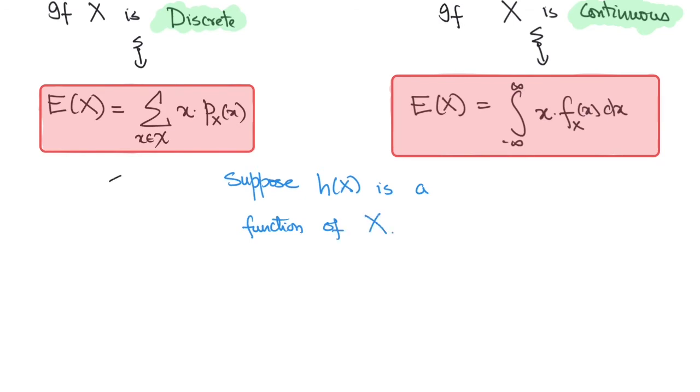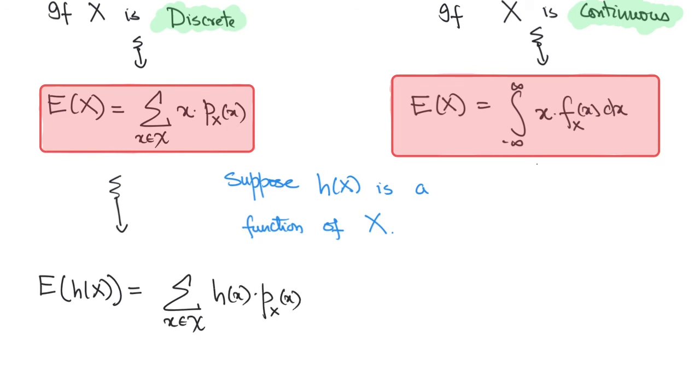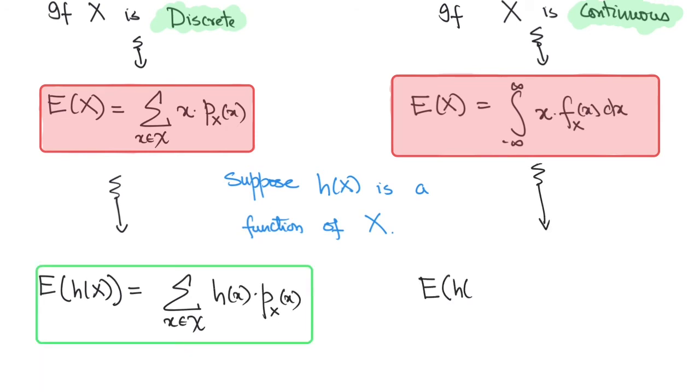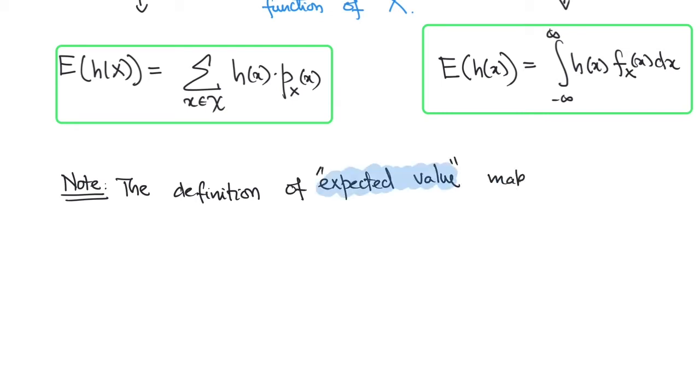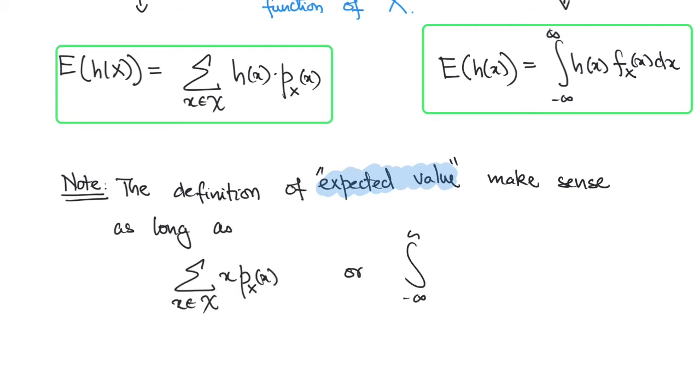Now, if h of x is a function of x, then we can talk about the expected value of h of X. This is going to be the sum over x belonging to script X of h of x times either the PMF or the PDF, depending on whether we are in the discrete or continuous case. Note that the definition of the expected value makes sense as long as either the sum of x times p sub X of x or the integral of x times f sub X of x exist.